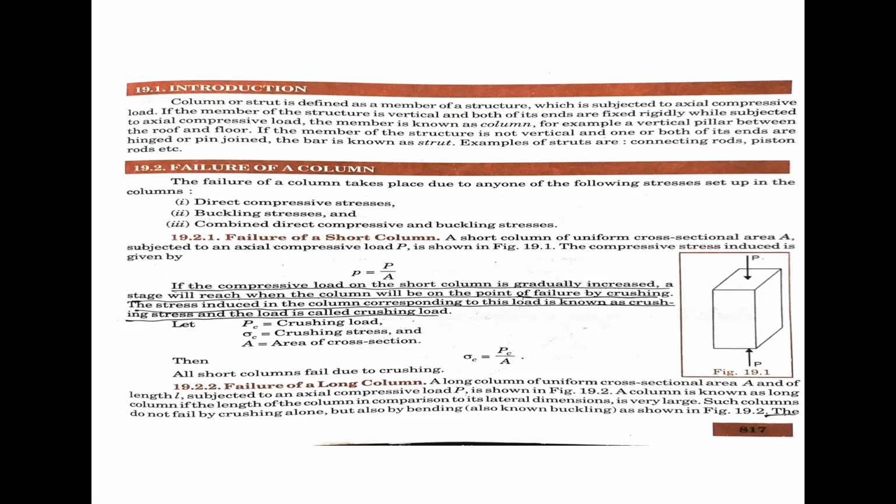The stress induced in the column corresponding to this load is known as crushing stress, and the load is called crushing load. The maximum load you apply to a short column, crushing will start. The failure will start. The failure is called crushing, for only short columns. Formula also is derived: PC equal to crushing load, sigma C equal to crushing stress, and capital A equal to area of cross section. Now sigma C equal to PC by area, that means load by area.